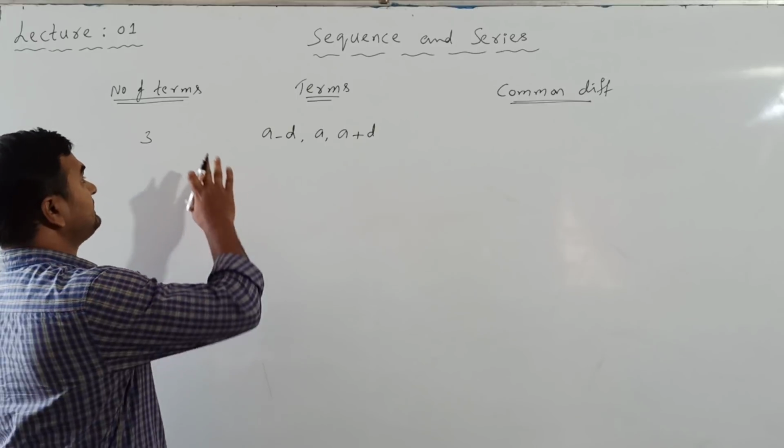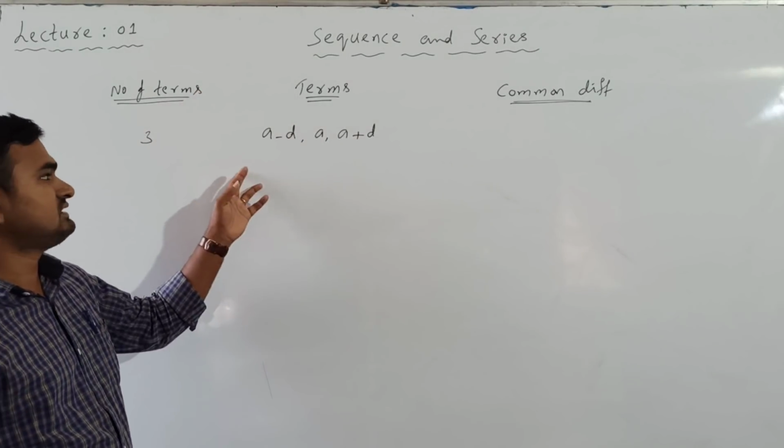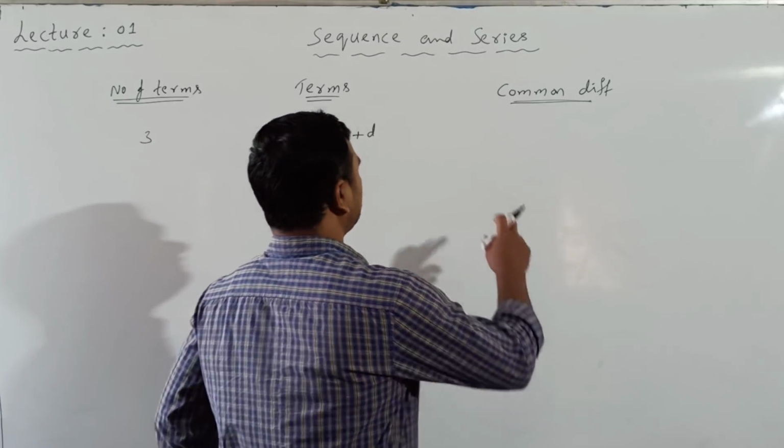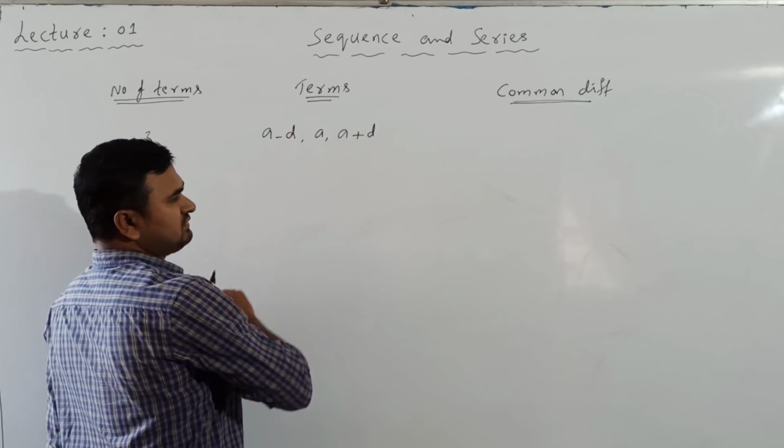So whenever it is given that three terms are in AP, usually we take the terms like this: a minus d, a, a plus d. Now what is the common difference for this AP? You can see the difference between two consecutive terms is d here.